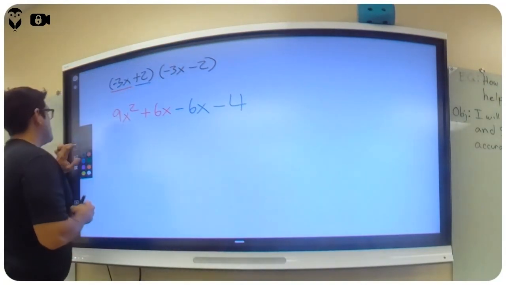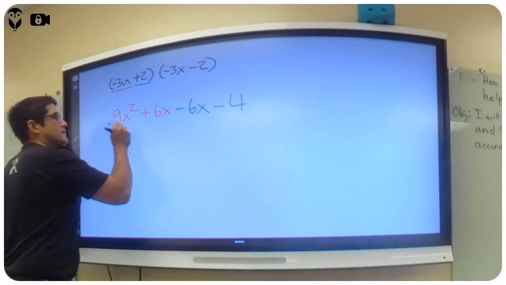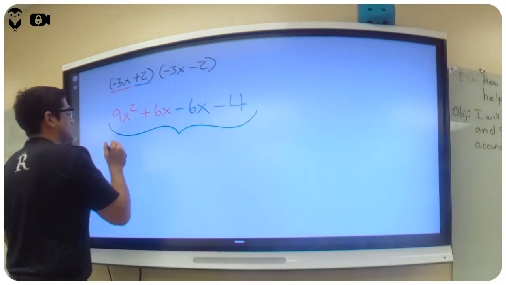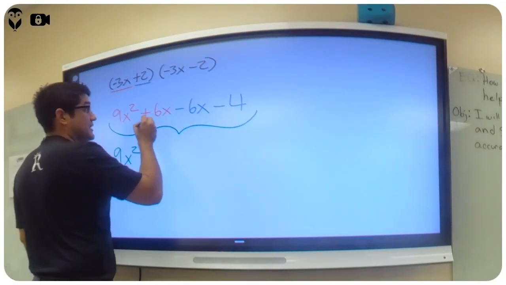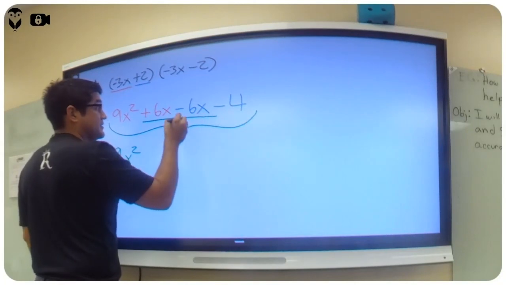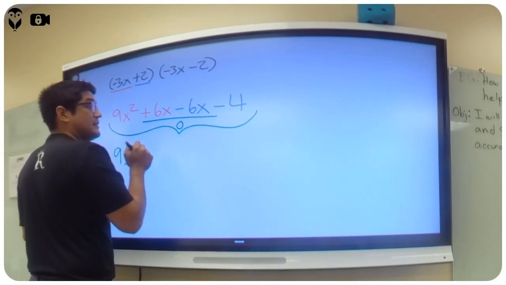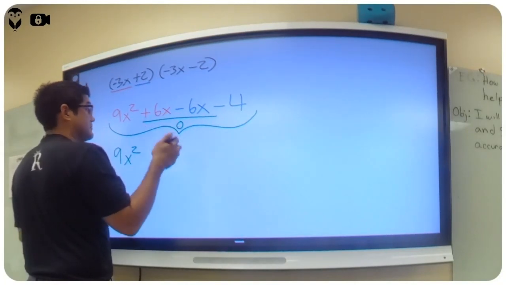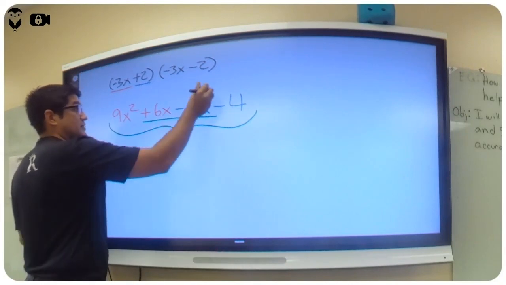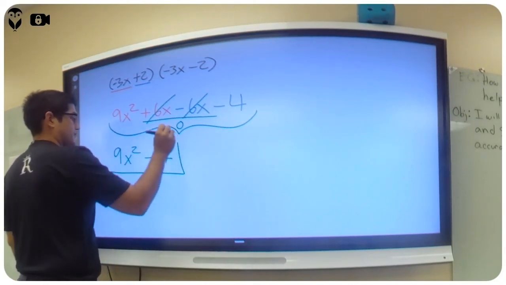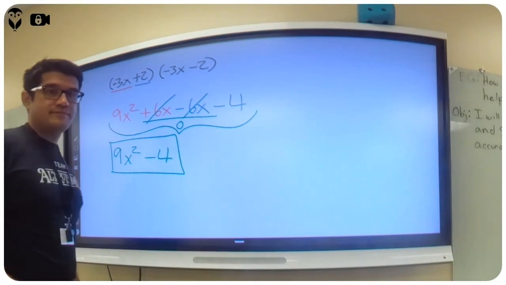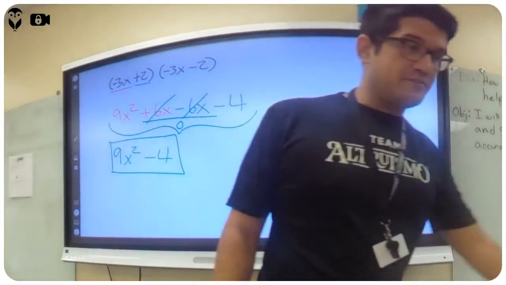Okay, so when you consolidate this, this will make 9x squared. This will cancel because 6 minus 6 is 0. Okay? So that's going to be 0, so that you don't even write it. They're gone. And then minus 4. And we're done. That's everything we covered this week.